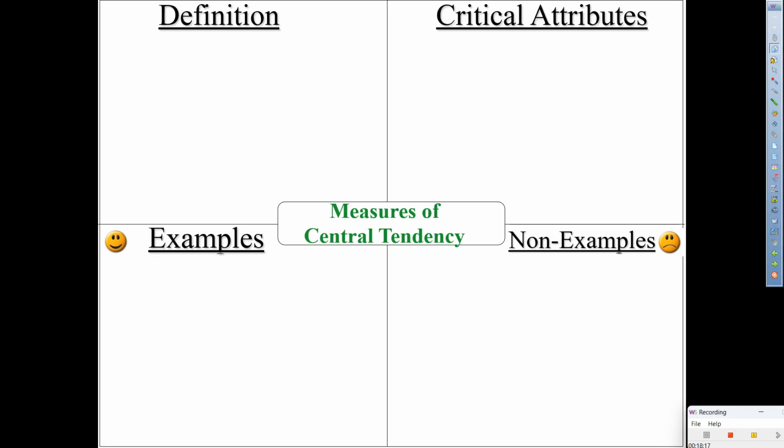Last one. Measures of central tendency in your own words. What are measures of central tendency? Type it in there.